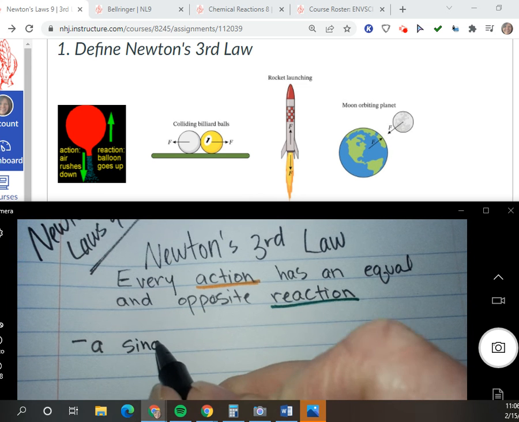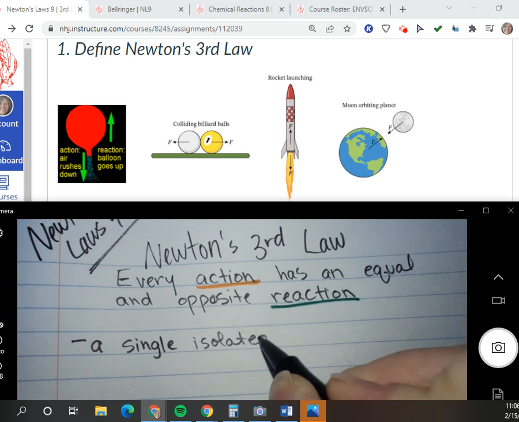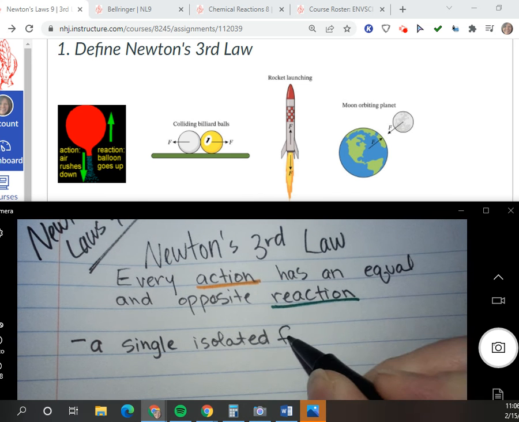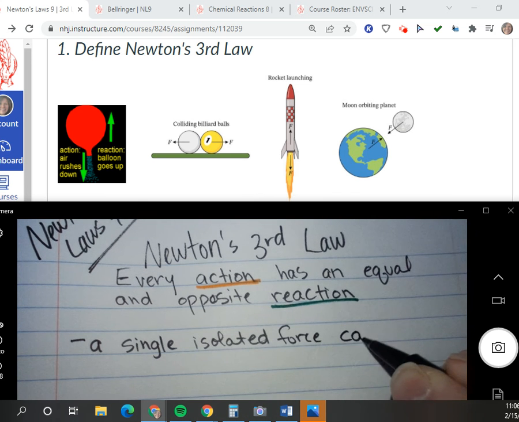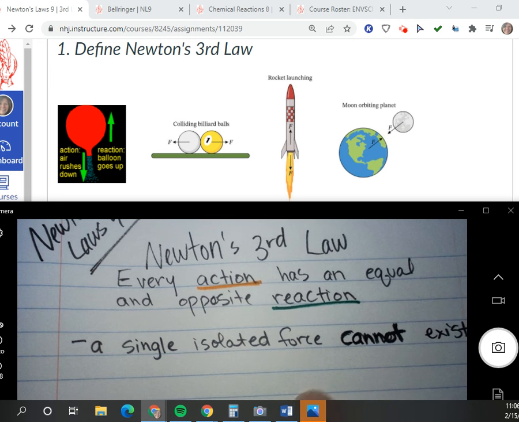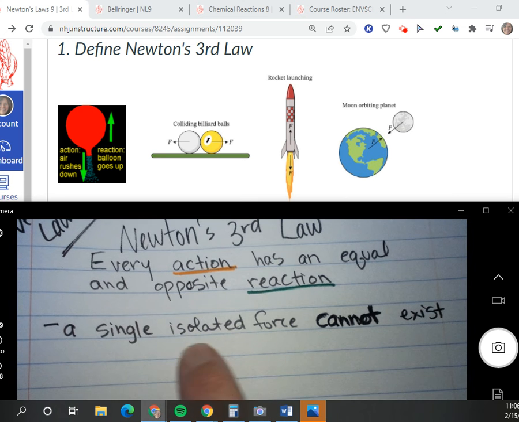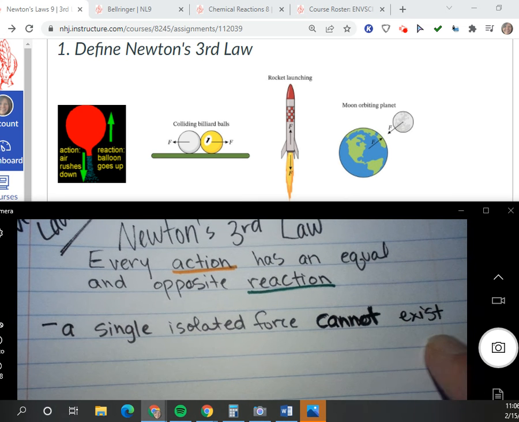A single isolated force cannot exist. There's always two parts. It's just like a story. There's always two sides. A single isolated force cannot exist.